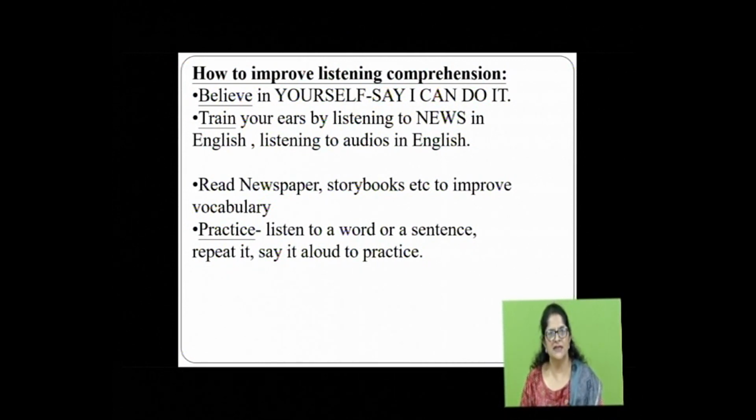English is not a ghost, English is not difficult. You can do it. It is not only about listening skill, it is about all the skills. And train your ears by listening to news in English, listening to audios in English. We have provided you with many audios.